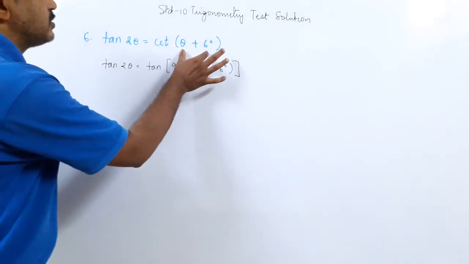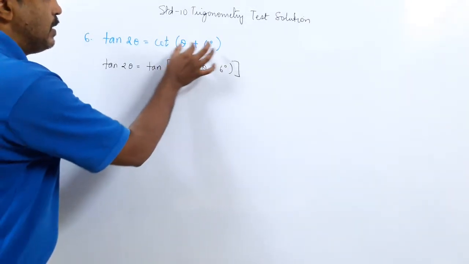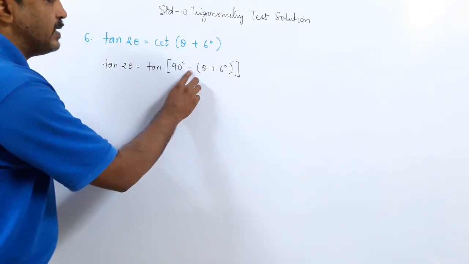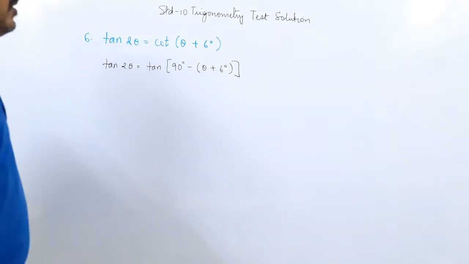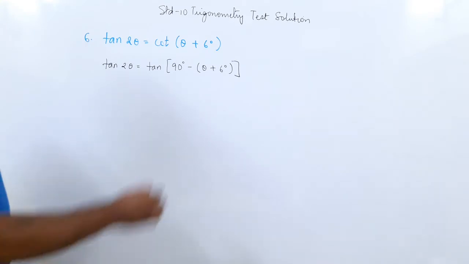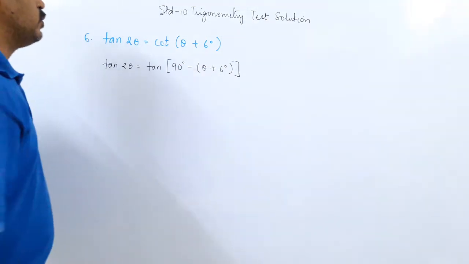So here my angle is this. So tan of 90 minus this angle. Now see, I have put the minus sign and I have put a bracket. Why did I put a bracket? Very important, because when the bracket is opened, the signs will change.